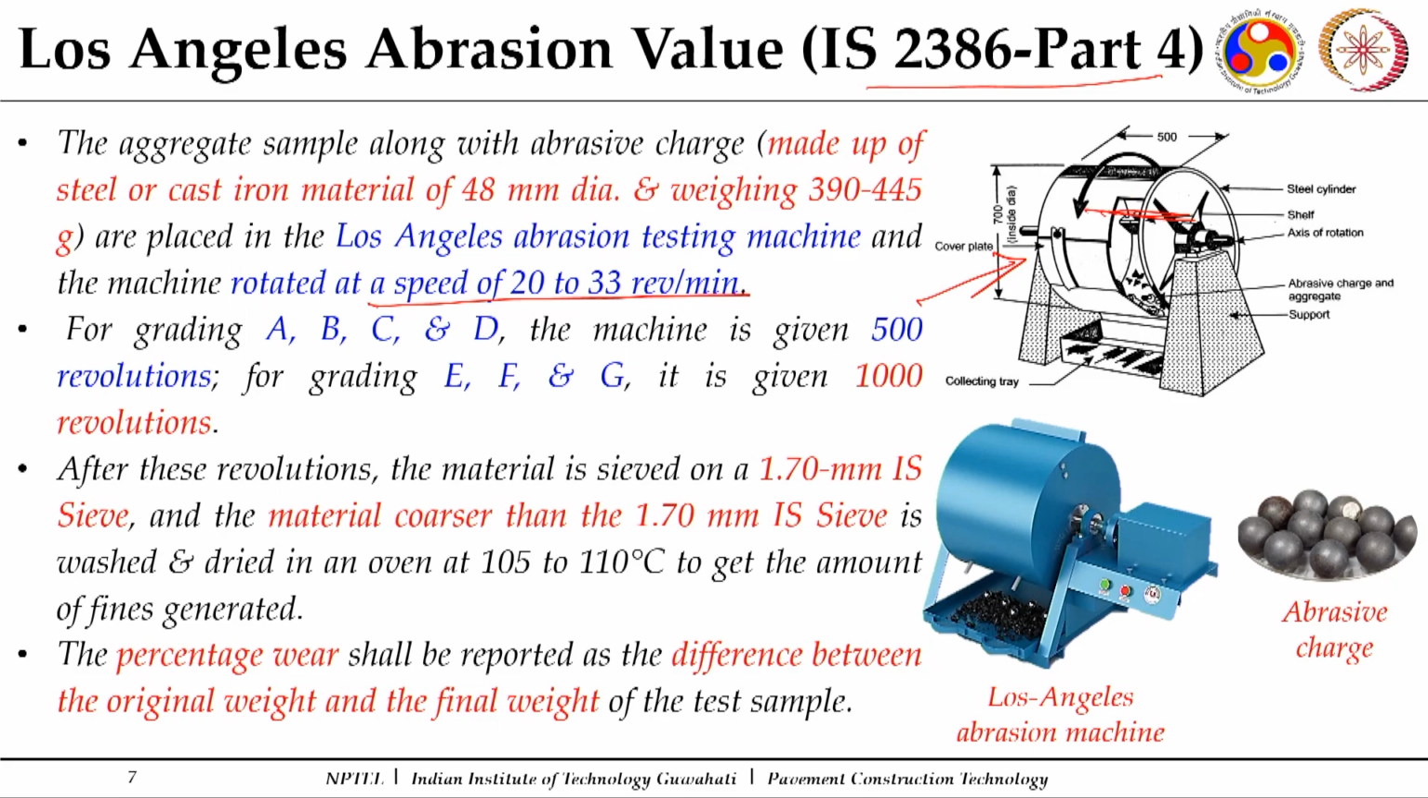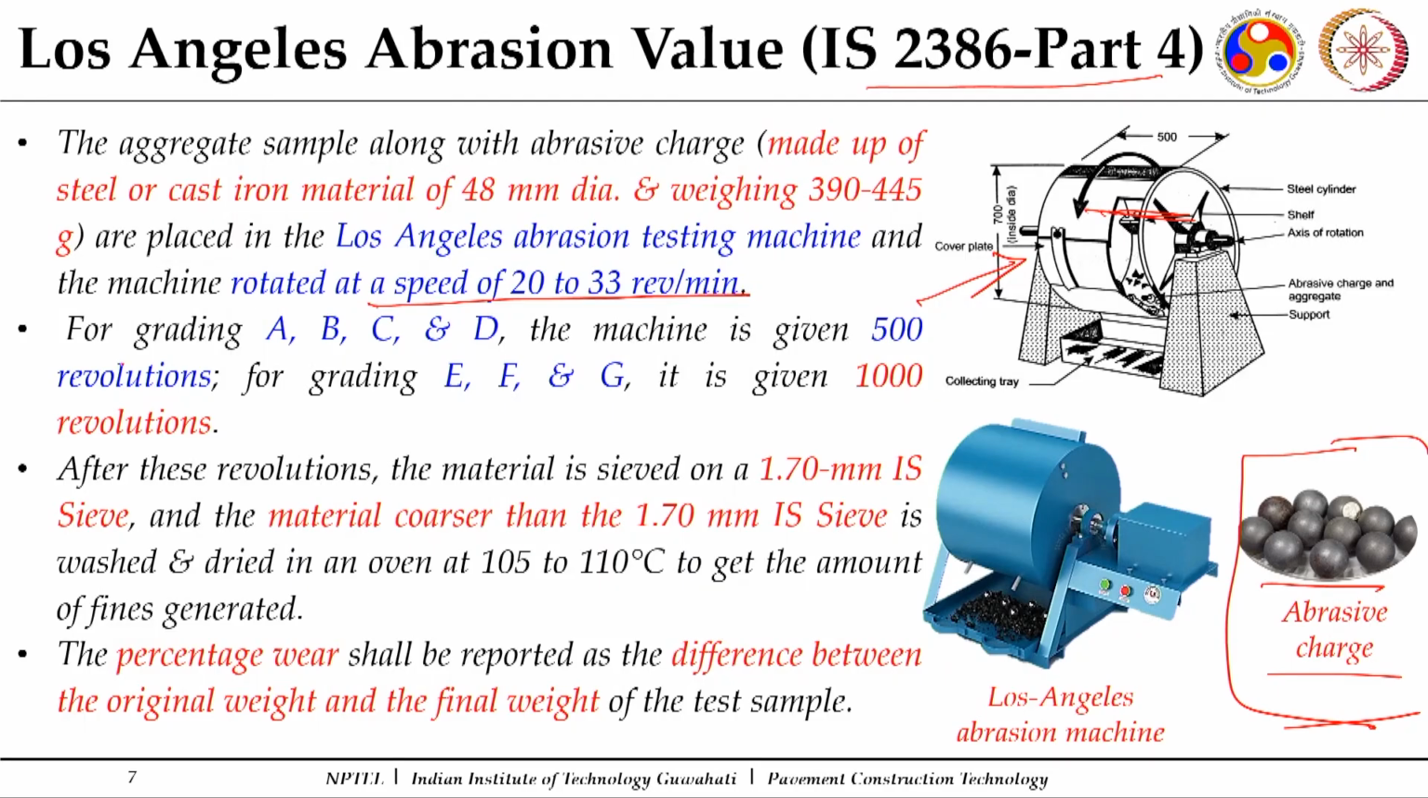The aggregate sample along with the abrasive charges, which I was referring to, the spherical balls, rotate, go up to a height and then fall from that height onto the aggregate sample. So this develops a lot of abrasive action, and the aggregates disintegrate and are reduced to a certain amount of fines. Those which are resistant will get converted to a lesser amount of fines compared to those which are weaker in nature.